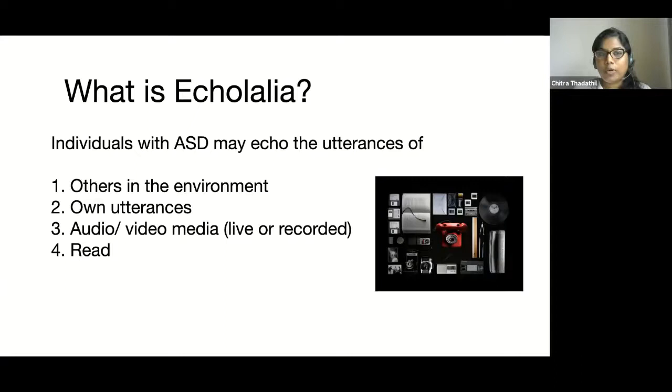What is echolalia? Individuals with autism spectrum disorders may echo the utterances of others in the environment, which includes people, their own utterances, audio, video, media, what they've seen or watched on a television screen, what they've heard over someone's conversation, or a song playing in the background, or what they have read. They can echo any of these into their day-to-day lives, and that's what we perceive as echolalia, basically echoing what was already heard.